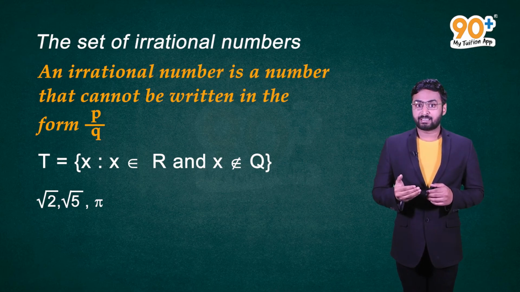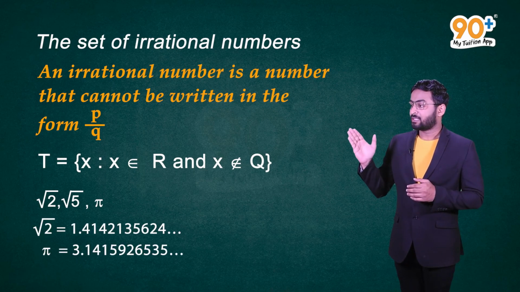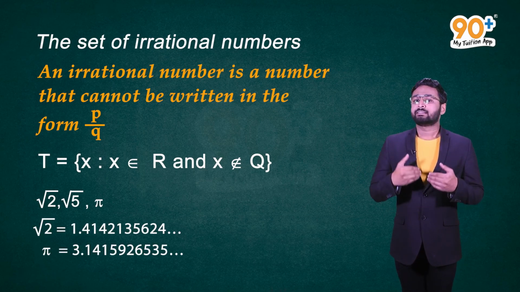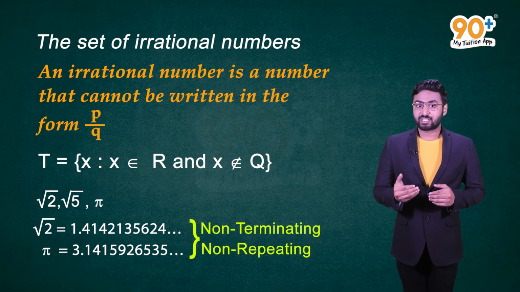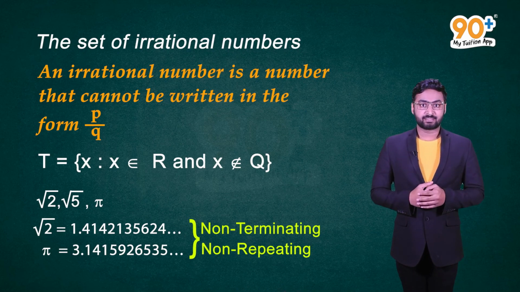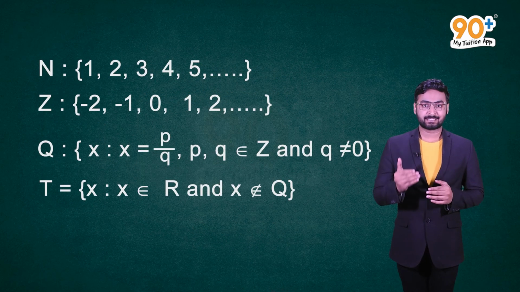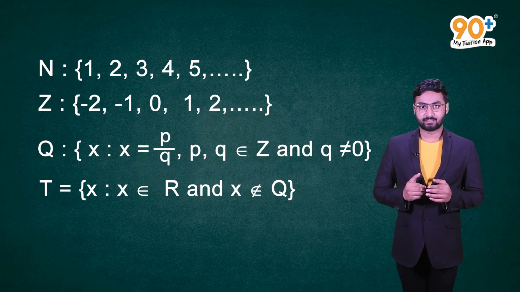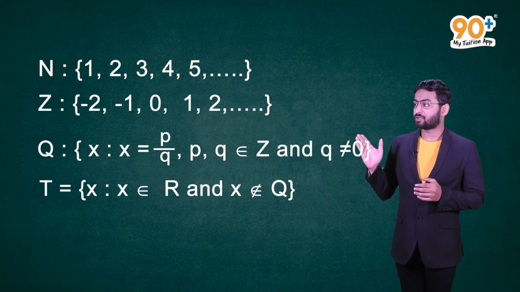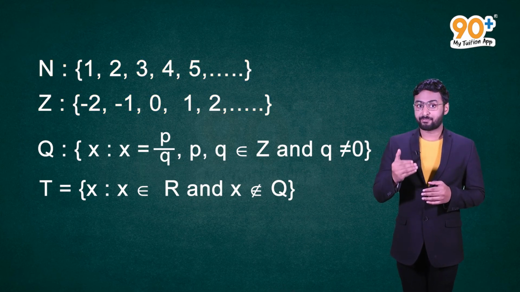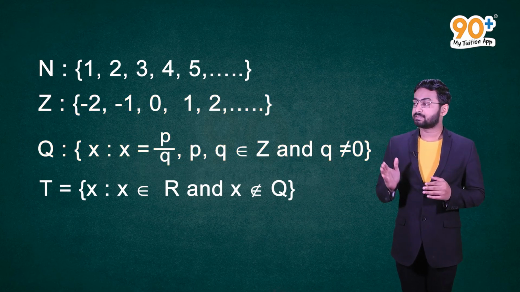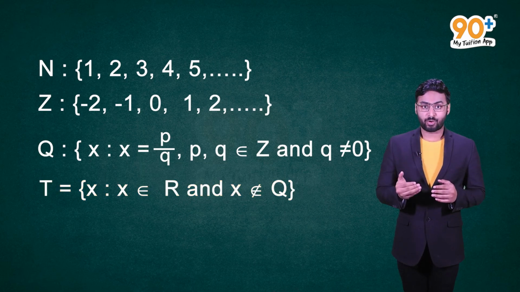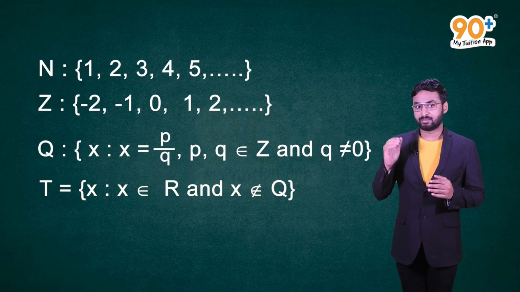They cannot be written in the form of p by q, and if we consider their values, we can see that they are non-terminating and non-repeating decimals. Such decimals are irrational numbers. Now, let us compare these four sets: the set of all natural numbers N, the set of all integers Z, the set of all rational numbers Q, and the set of all irrational numbers T.